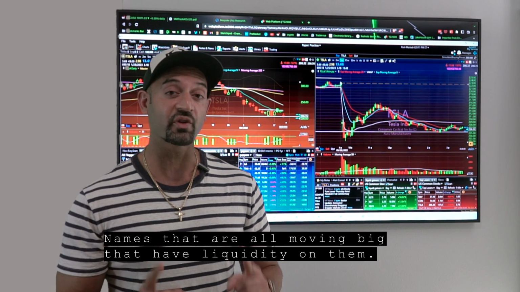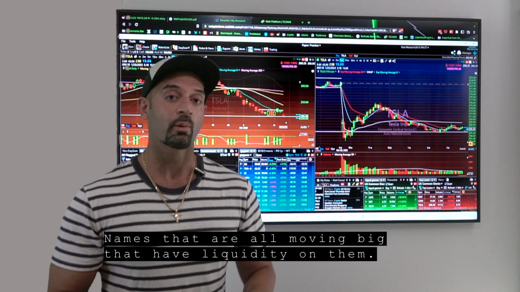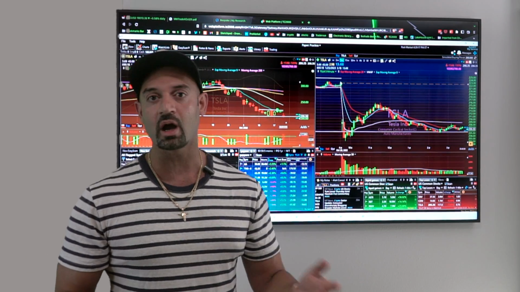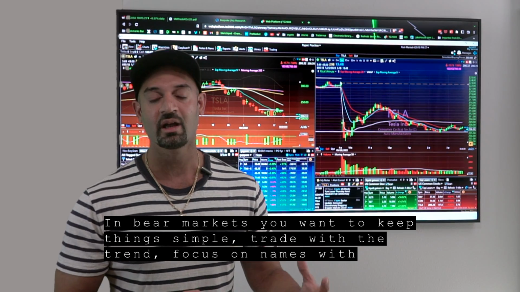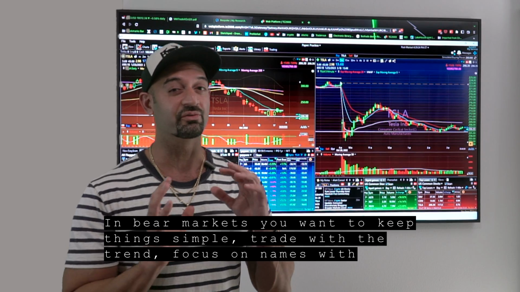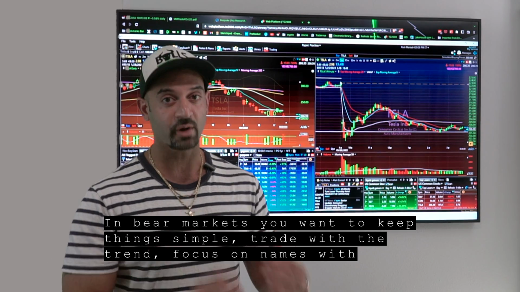That's a little bit different than how you would trade in a bull market, where you have literally thousands of stocks moving up and down, and you have stocks with PRs and earnings, and there's so much happening that you have to do a little bit more in-depth research. But in bear markets, you want to keep things very, very simple. You want to trade with the trend.